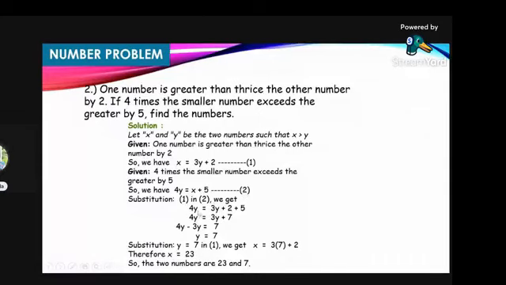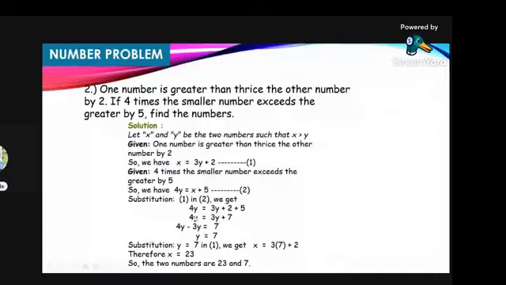Now, by substitution, equation 1 in equation 2. We have the value of x in here from equation 1. x is equal to 3y plus 2. Dito sa equation 2 natin, papalitan natin ng x ng 3y plus 2. Okay? So 4y is equal to x plus 5, that is 3y plus 2 plus 5. Then combining, 4y is equal to 3y plus 2 plus 5. Using the addition property of equality, ilipat natin sa kabila si 3y. So 4y minus 3y is equal to 7.